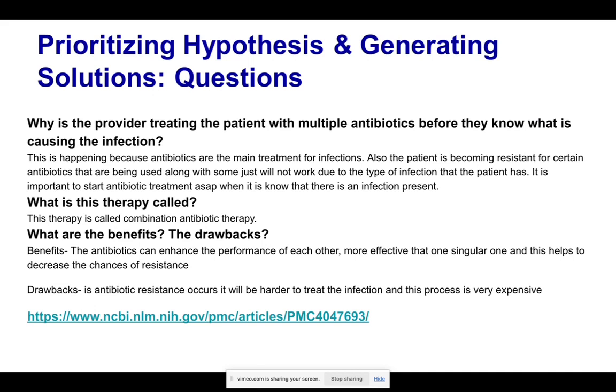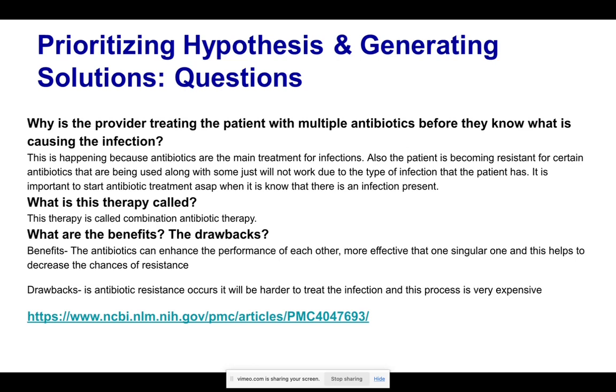Why is the provider treating the patient with multiple antibiotics before they know what is causing the infection? This is happening because antibiotics are the main treatment for infections. Also, the patient is becoming resistant to certain antibiotics that are being used, along with some will just not work due to the type of infection the patient has. It is important to start antibiotic therapy treatment as soon as possible when it is known that there is an infection present. This therapy is called combination antibiotic therapy.